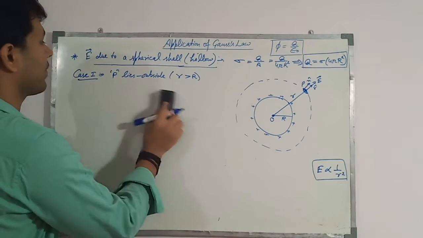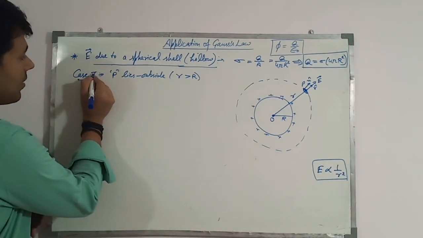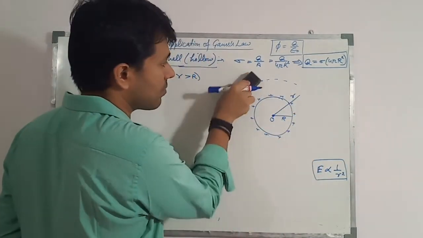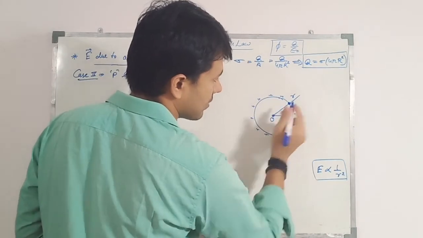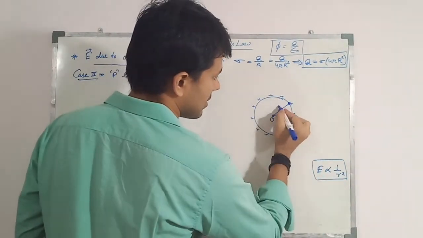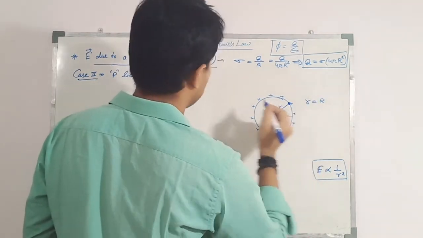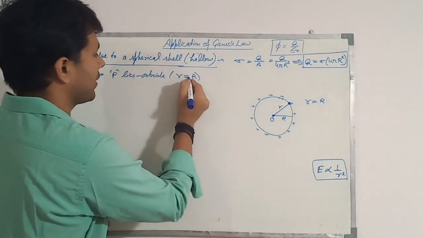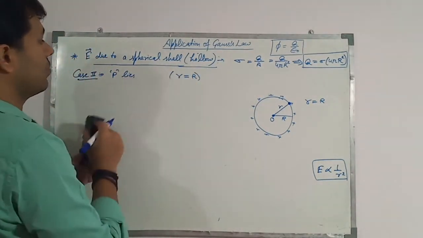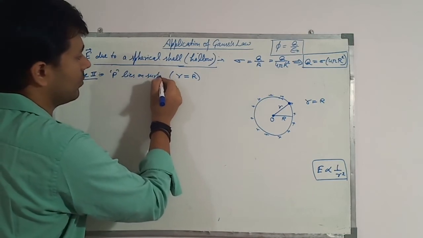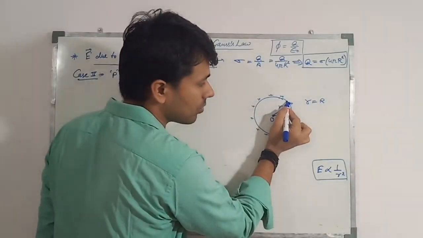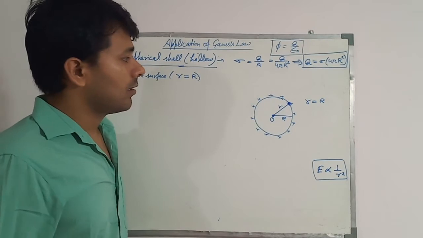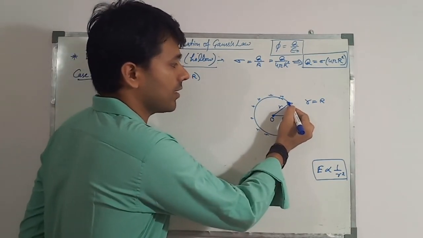The second case is when point P lies on the surface of the shell. Let's suppose that point P lies here on the surface of the sphere, then this is r, which means r is equal to capital R. This is the case when r is equal to capital R and P lies on the surface. So where will we draw the Gaussian surface? We will draw it right here. This shell behaves as a Gaussian surface. That means there is no different case for this.